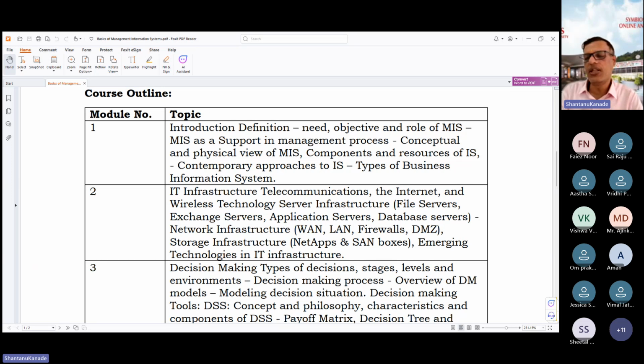Then we are going to see emerging technologies in IT infrastructure. What are the current emerging technologies? Now, you might be knowing about cloud infrastructures, IoT, and all those things. So we are going to see in brief what the emerging technologies in IT infrastructure are.